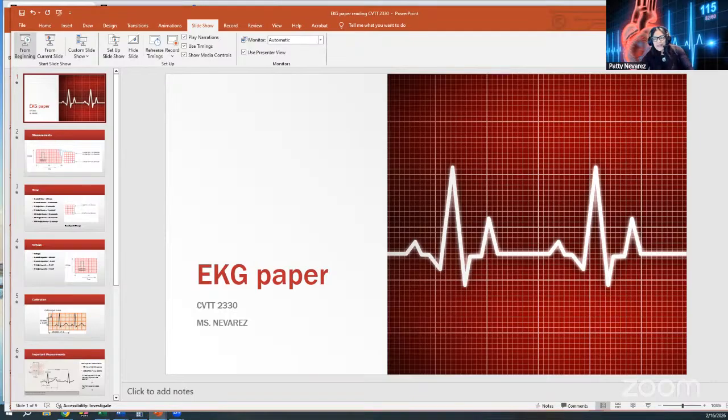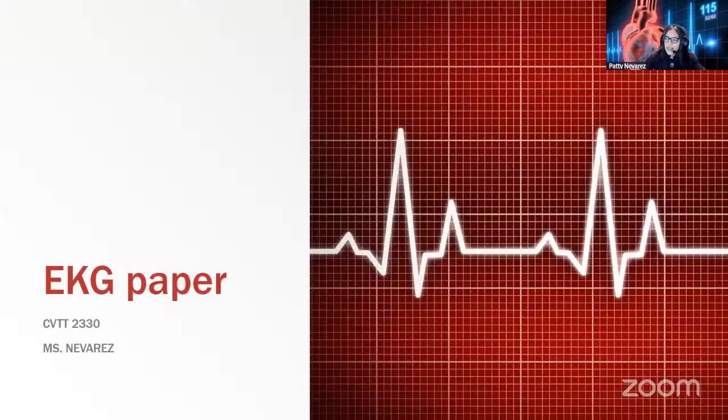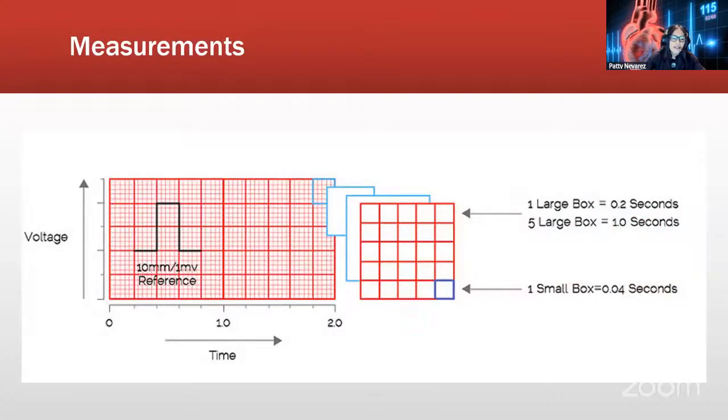Okay. So we're going to talk a little bit about the paper. What does that mean? How do we read? What is all this grid? So when we look at the grid of the EKG paper, we have two references. We have the time and then we have the voltage. The time is going to go horizontally on an x-axis, and then the voltage is going to go on the y-axis. A couple of points here: when we look at the EKG paper, it's going to look like a grid, and it's going to be small squares inside of a large square.